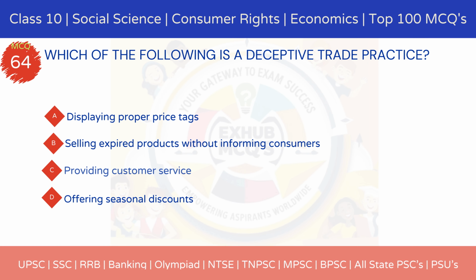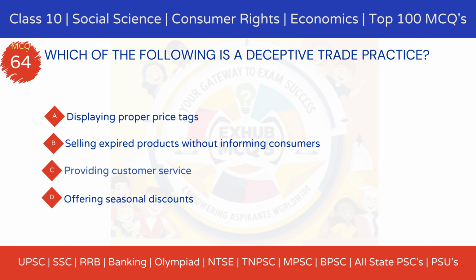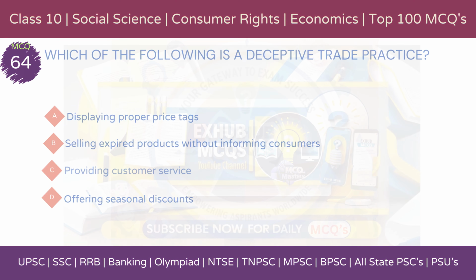MCQ 64. Which of the following is a deceptive trade practice? Option A. Displaying proper price tags. Option B. Selling expired products without informing consumers. Option C. Providing customer service. Option D. Offering seasonal discounts.